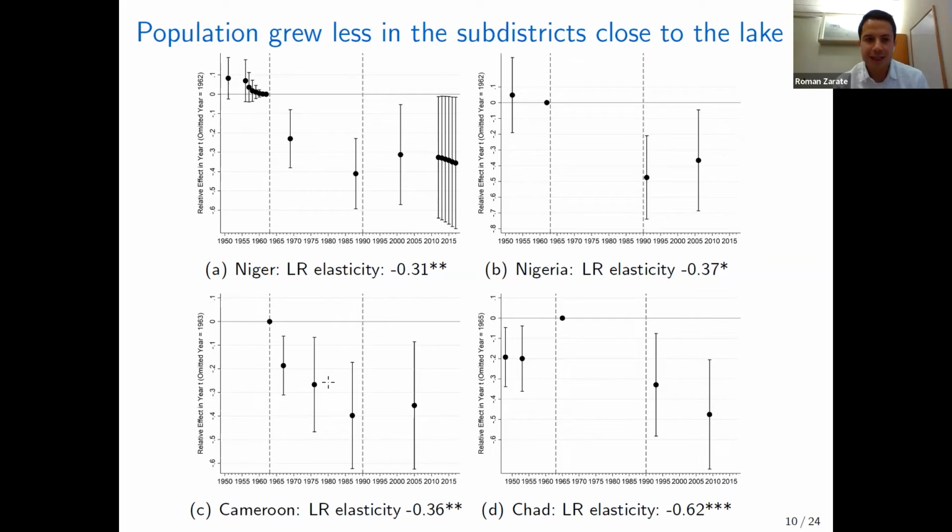Now, of course, I think the amenity part that Farid was talking about is also important. In our locations, I think that water is more an amenity thing than a productivity thing. So we are also working on the amenity effect of the lake.